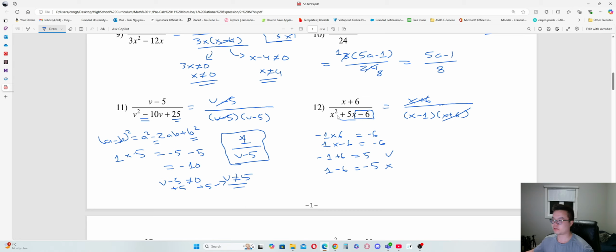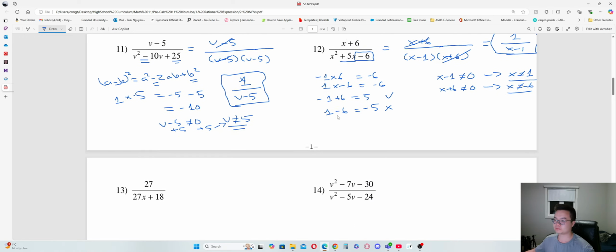Now we simplify by crossing x plus 6 out. Then I will have 1 over x minus 1 as my final answer for simplify. For NPVs, I would like to do them as well. So we're going to get familiar with how to work with NPVs. So x minus 1 not equal to 0. Then we will have x not equal to 1. x plus 6 not equal to 0. Then we will have x not equal to negative 6. So those are my two NPVs.